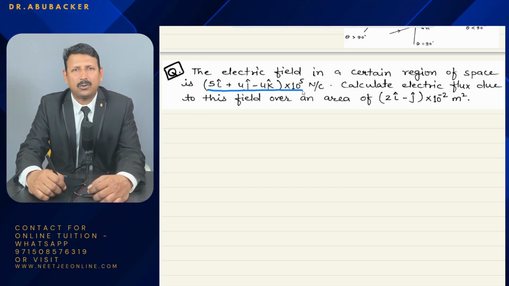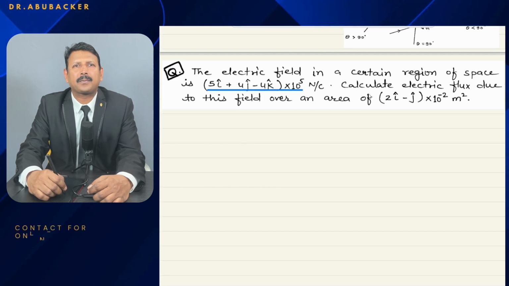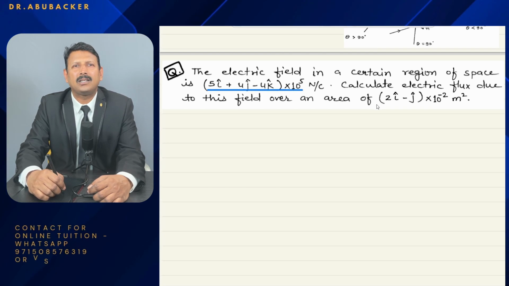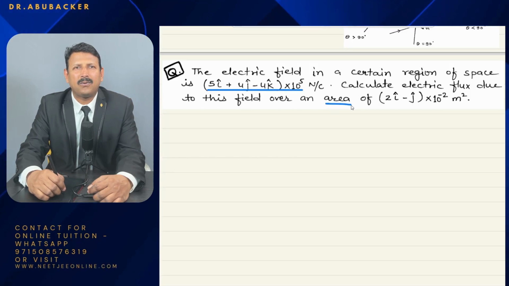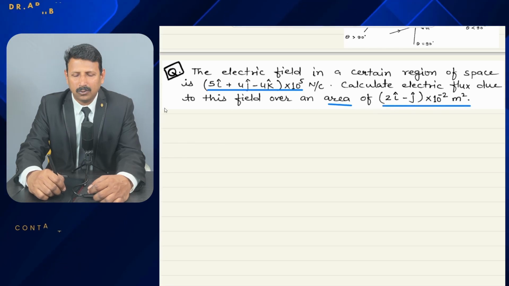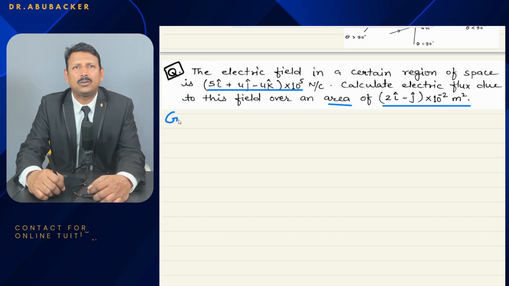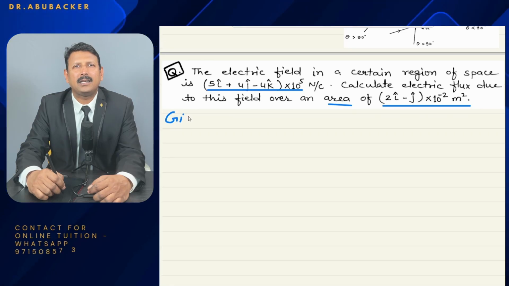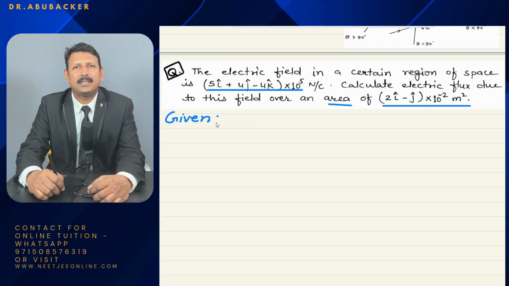Now we can have a numerical related to this. The electric field in a certain region of space is (5i + 4j - 4k) × 10^5 Newton per Coulomb. Calculate the electric flux due to this field over an area of (2i - j) × 10^-2 meter square.